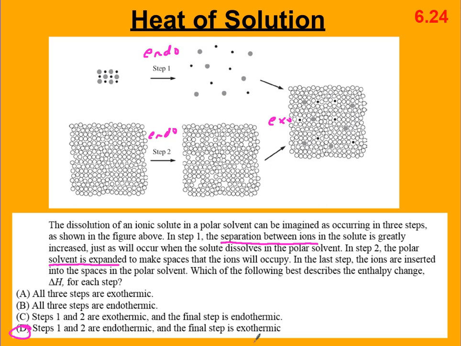To figure out if the overall dissolution of a solid is endo or exo, it depends on what these actual values are. If this was positive 5 and this was positive 10 and this was negative 20, then the overall process would be exothermic. But if this was negative 15, positive 15, positive 10, and negative 20, the overall process would be endothermic.